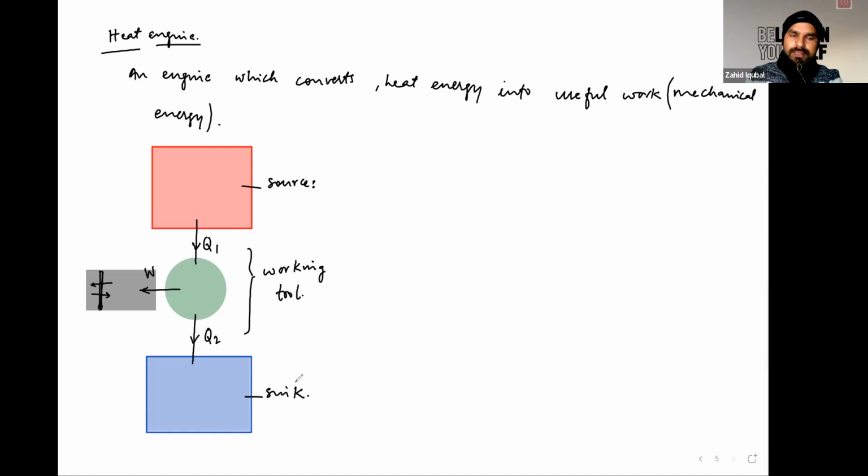That is called sink. So first, source is a place or compartment where fuel burns to produce heat. So it is also called heat reservoir.